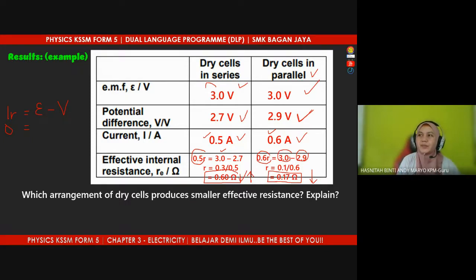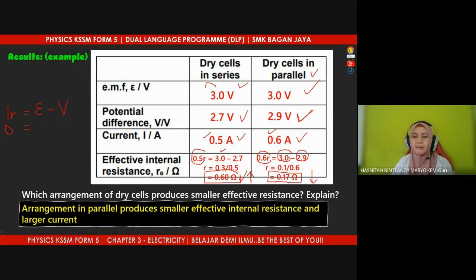So which arrangement of dry cells produces smaller effective resistance? Students, from this table, which arrangement of dry cells produces smaller effective resistance, in series or in parallel? 0.6 in series, 0.17 in parallel. Which one produces smaller effective resistance? So the answer is very obvious. It should be the arrangement in parallel. Arrangement in parallel produces smaller effective internal resistance and larger current.